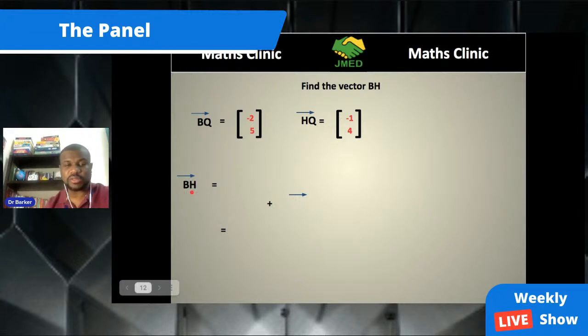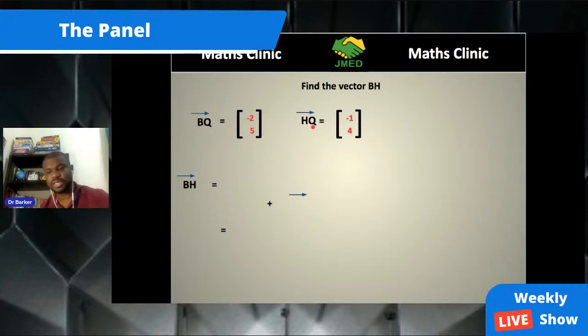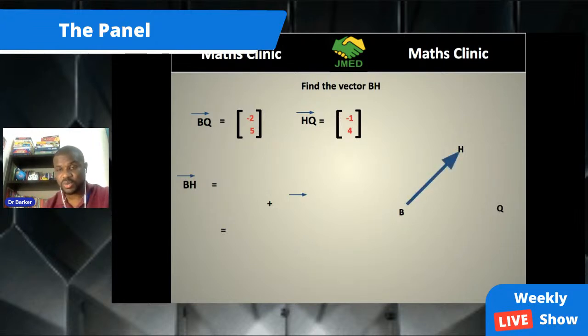To get BH, we need to think about what might be happening. If we know BQ and HQ, it means there's another letter involved, Q, but you can't see it. So I'm just going to give you a representation of what may be happening. We have B, we have Q, and somewhere there's H. We're trying to get from B to H. To get from B to H, we go B to Q, because that's the information we have, and then from Q to H. How do I know this? That's the information we have: H and Q, and B and Q. So it's just something to bear in mind.